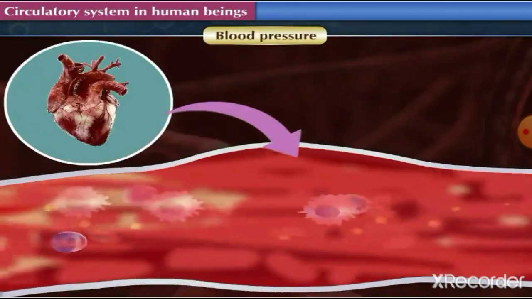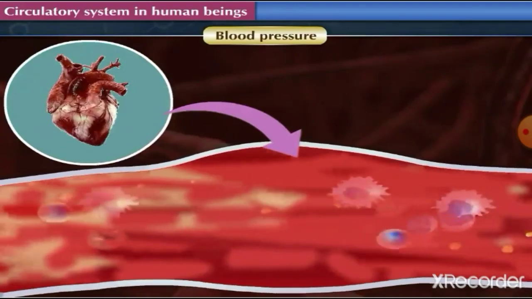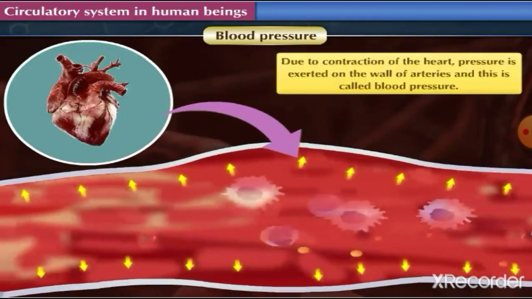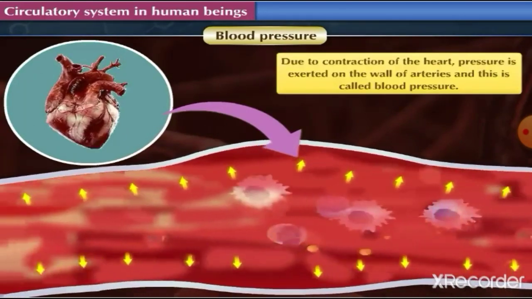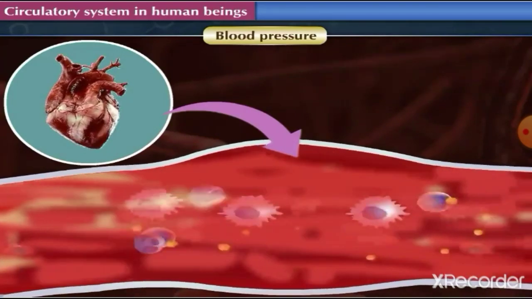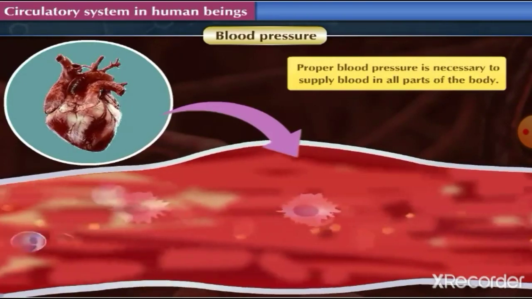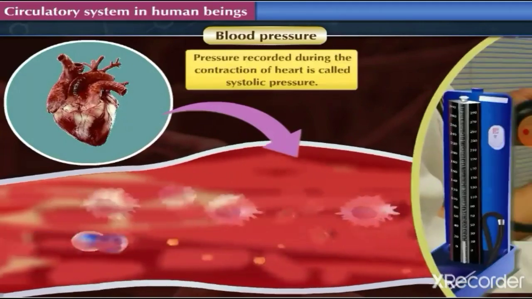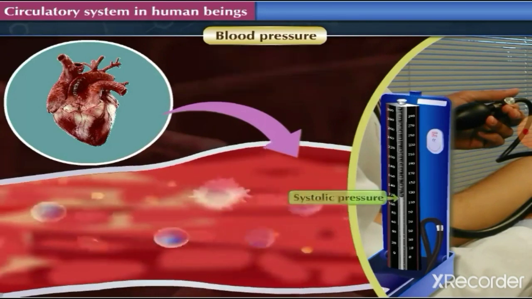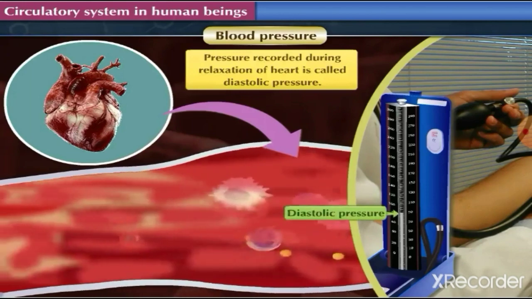Blood pressure. Blood is continuously kept flowing through blood vessels due to contraction and relaxation of the heart. Due to contraction of the heart, pressure is exerted on the wall of arteries, and this is called blood pressure. Proper blood pressure is necessary to supply blood to all parts of the body. Pressure recorded during the contraction of the heart is called systolic pressure, and that recorded during relaxation is called diastolic pressure.